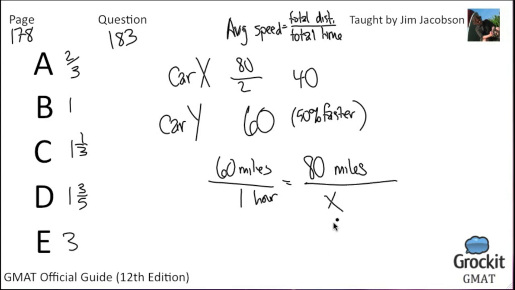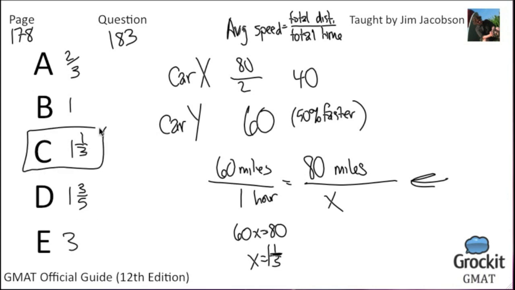We'll call that X. So cross multiply, 60x equals 80, and X equals 1 and 1/3. You could have also said, what do I need to multiply, looking at this original fraction here, or equation, what do I need to multiply 60 times to get 80? 1/3 of 60 is 20, so we would need to add 20 on, so it's 1 1/3. 80 is 1 1/3 of 60. Gives us answer choice C.